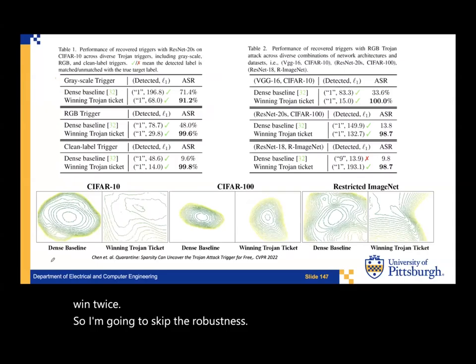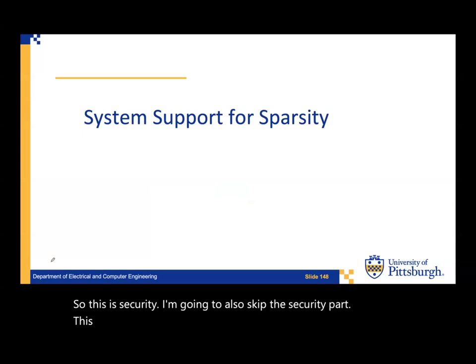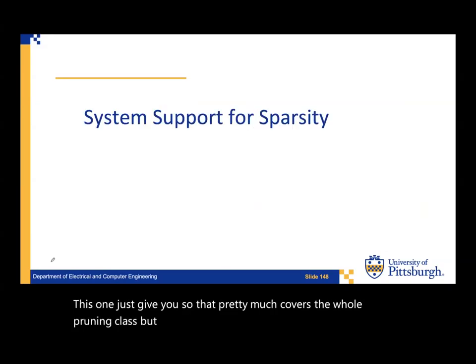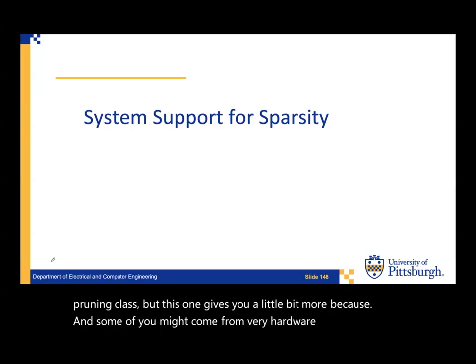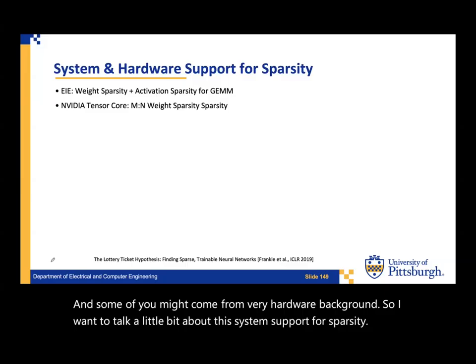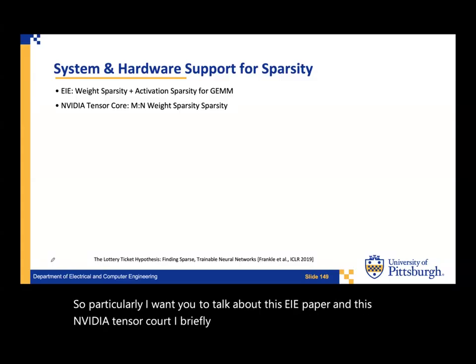So this is security. I'm going to skip the security part. This one just gives you a little more, so that pretty much covers the whole pruning class. But I know some of you might come from a hardware background, so I want to talk a little bit about system support for sparsity. Particularly, I want to talk about the EIE paper and the NVIDIA Tensor Core. I briefly talked about this earlier, right?